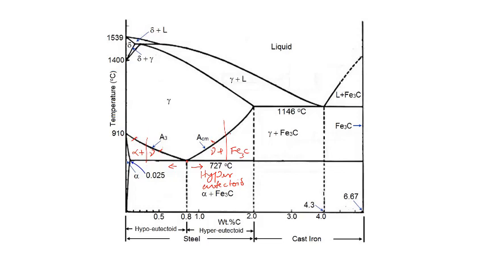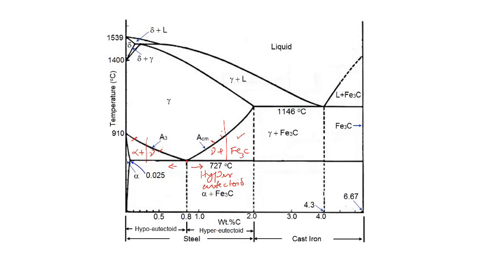that is A3, and this two phase region is separated from the austenite phase by this line, which is indicated as ACM. Okay. So, these are the two lines separating the single phase austenite from the two phase regions. Okay. There is one more in between A1 and A3.